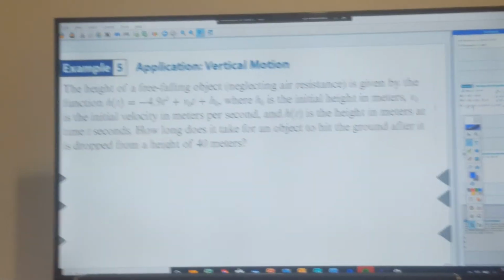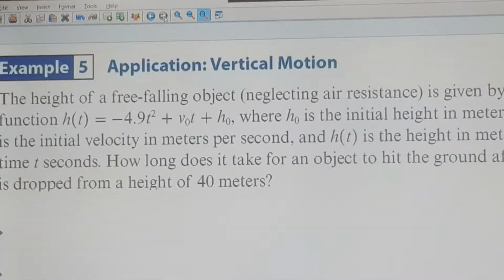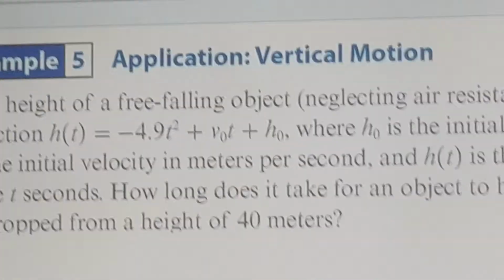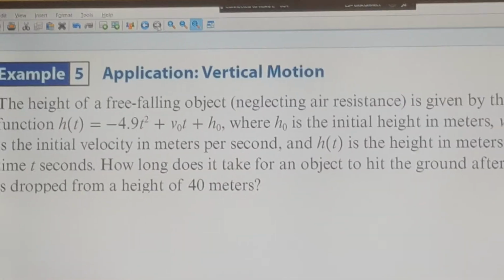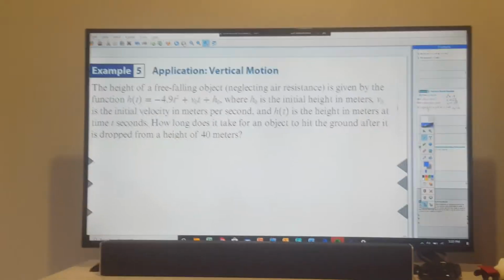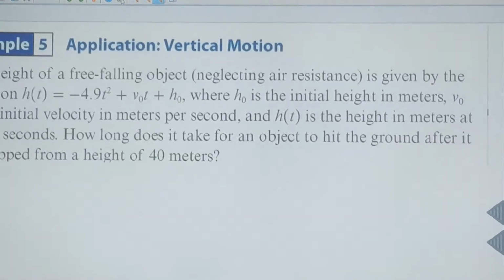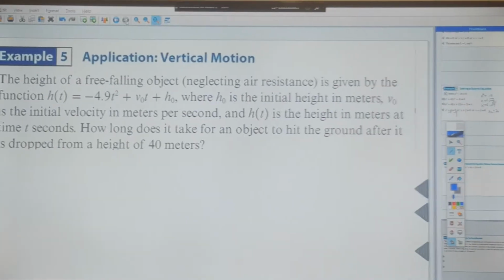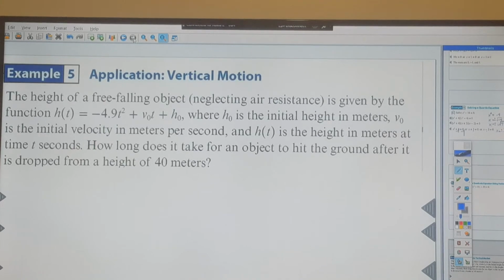All right, let's go ahead and read this together. You can read it on the screen there, or if you've got your books open to lesson 78, you can read it that way. The height of a free-falling object, neglecting air resistance, is given by the following equation, where h, and you see the little subscript 0, is the initial height in meters, and v with the subscript 0 is initial velocity. So the h with the little 0 there stands for the initial height.